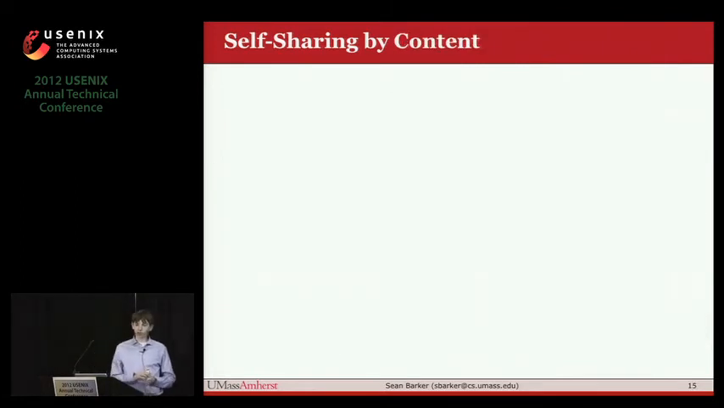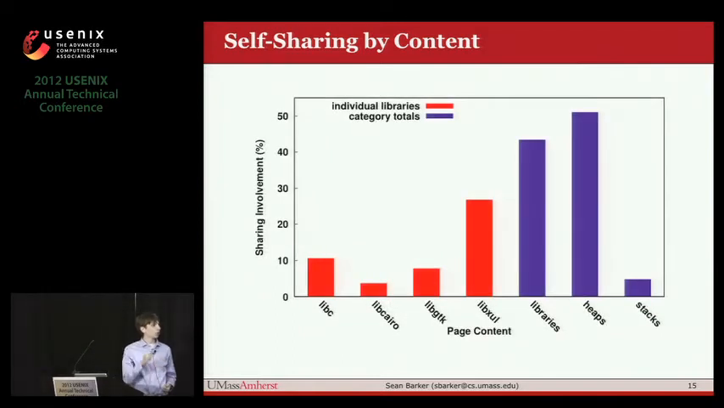We can also look at the self-sharing we see broken down by content. This graph shows along the x-axis, in red, some individual shared libraries, and in blue, the total of all shared libraries, all program heaps, and all program stacks.